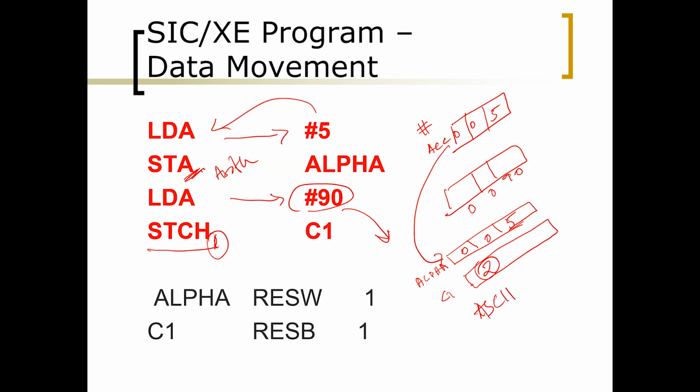ASCII code for Z. So you have seen 2 programs. In the first program, you had to store the content into memory. After storing the content into memory, all we can do is transfer the data. But here, without storing in memory, by using an immediate operand, that is hash, you can directly change the values.